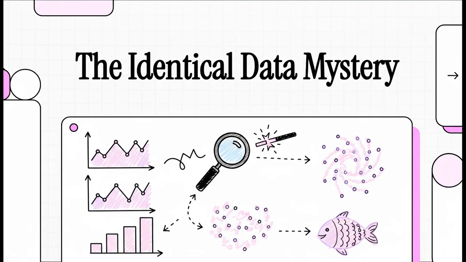Today, we're going to be detectives. We're diving into a statistical mystery where all the clues seem to point to the same conclusion, but the reality couldn't be more different. We're about to see how numbers, even when they're identical, can tell a very misleading story. It's a puzzle that really changed the game for anyone who works with data.